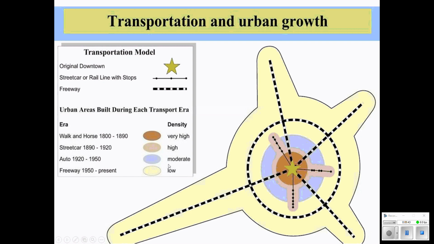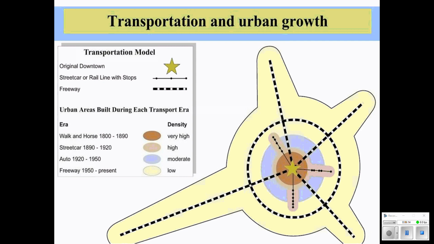Once you start to get into the auto era, density becomes moderate. It's mom, dad, 2 kids, and a dog living out in the suburbs. And once you get to the freeway era, you get these exurbs. They're not even suburbs anymore. They're exurbs. They're way, way far away because we can move 60, 70 miles an hour and we can get back to the city to do our jobs and to take advantage of those urban services that are only being performed where the threshold is high enough in the downtown area, the CBD.